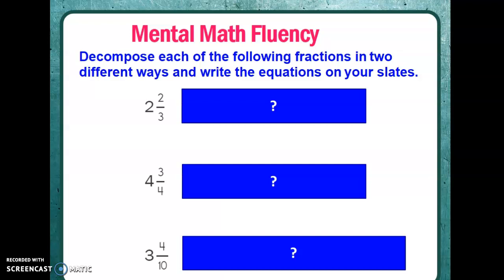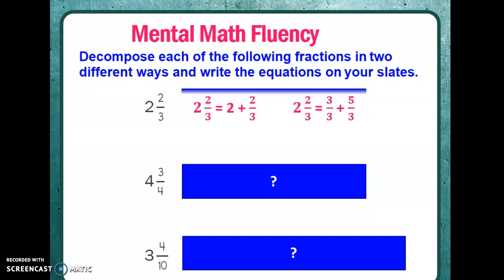All right, we're going to move on to mixed numbers. So we're going to still decompose these in two different ways each. So for 2 2/3, you're going to decompose in two different ways. 4 3/4, decompose or break up into two different ways. And 3 4/10, decompose or break up into two different equations. So pause the video while you write your answers and then come back to check.